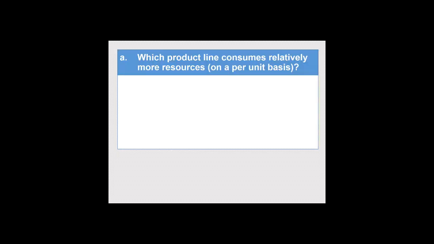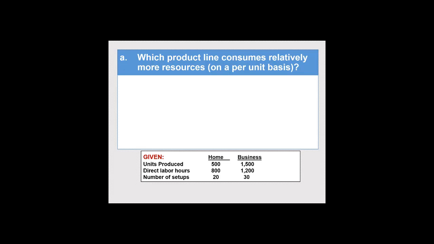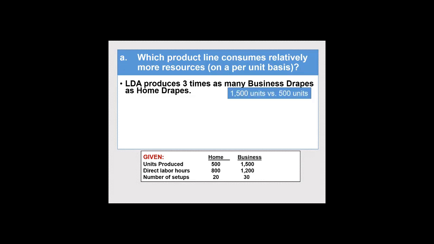Which product line consumes relatively more resources on a per unit basis? Now, this question is simply trying to demonstrate why activity-based costing might be useful. We were given that we will make 500 home drapes and 1,500 business drapes. So notice that LDA makes 3 times as many business drapes as home drapes, 1,500 versus 500.